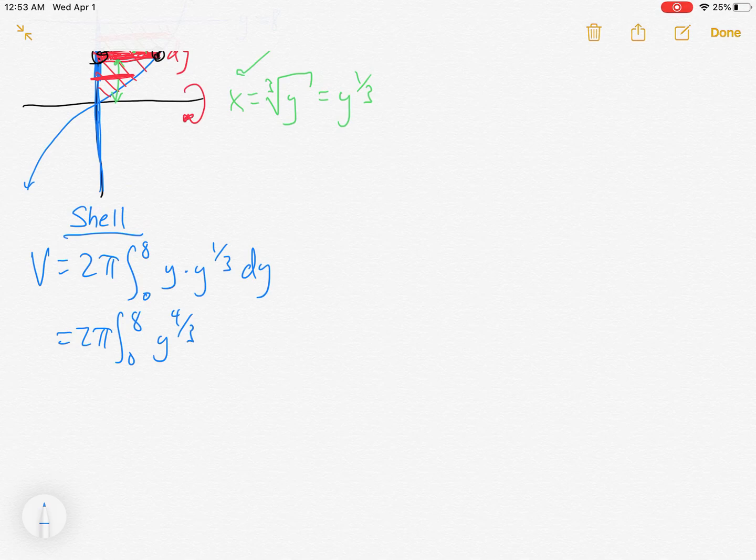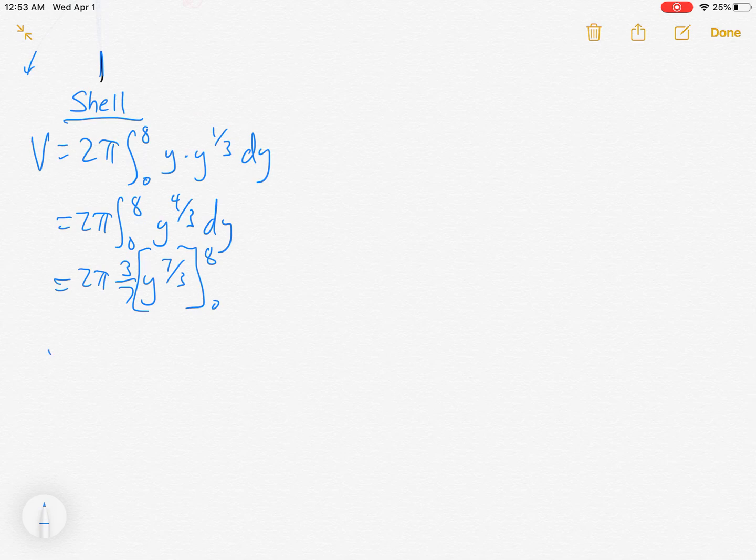So this is y to the 4/3. That's all we got to integrate. Just a single term. We'd have to mess with the radicals, fractional exponents, but we can do that. So 7/3, put a 3/7 out front, evaluate it from 0 to 8. And what do you know? I pick nice numbers. Because 8's cube rootable, this becomes 6 pi over 7.